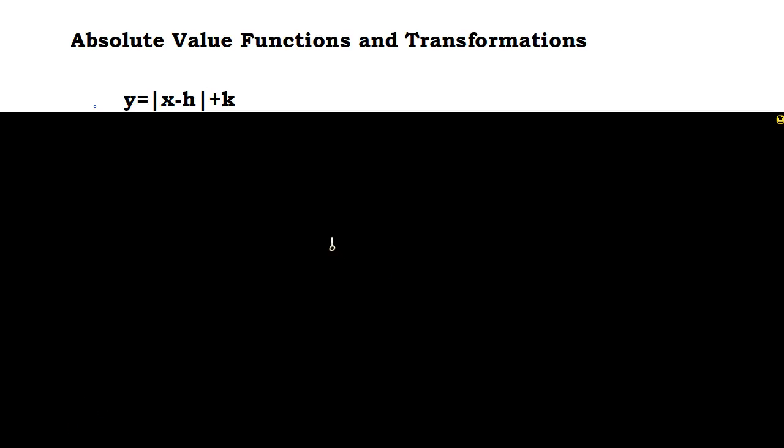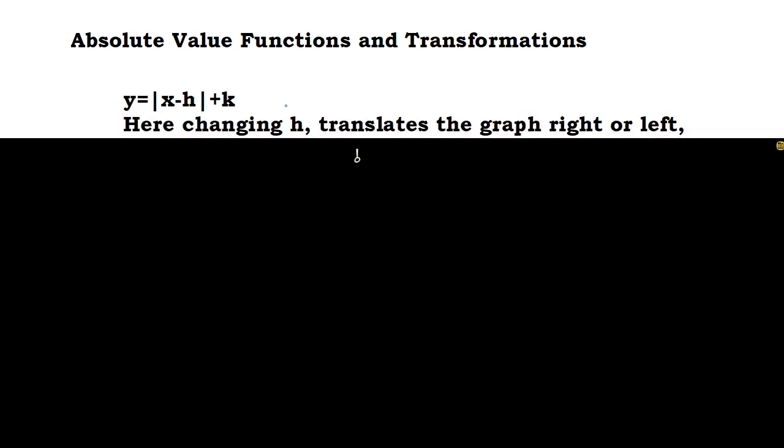The last time we looked at absolute value functions and talked about transformations, we looked at a function that looks something like this: y equals absolute value of x minus h plus k. And here's what we said. We said if we change the h value, that'll translate the graph either to the right or to the left.